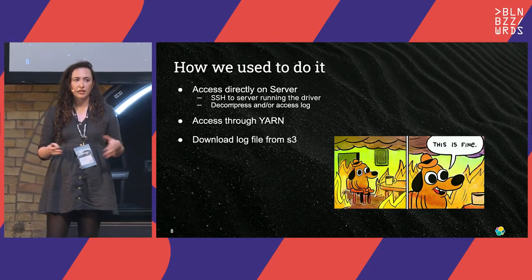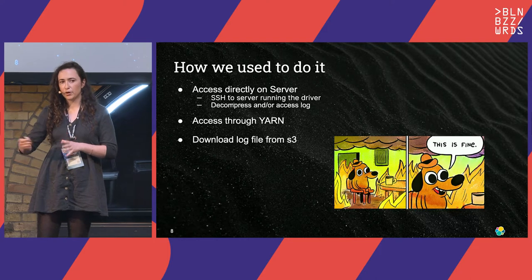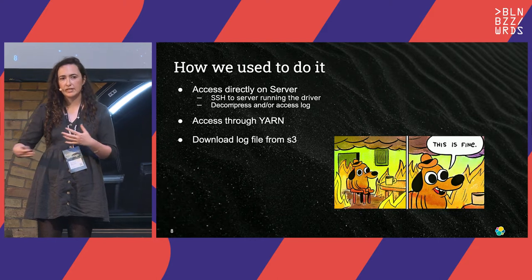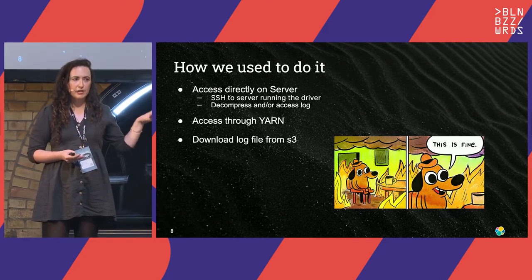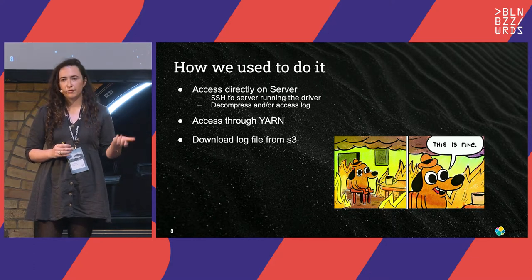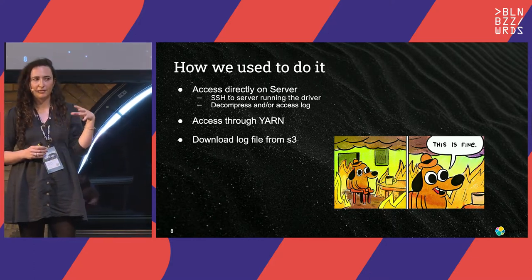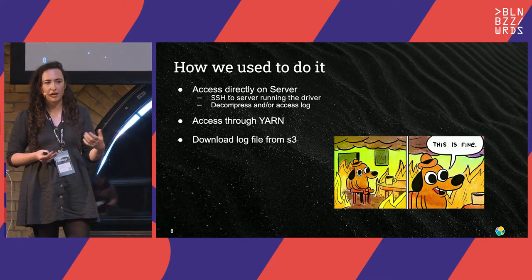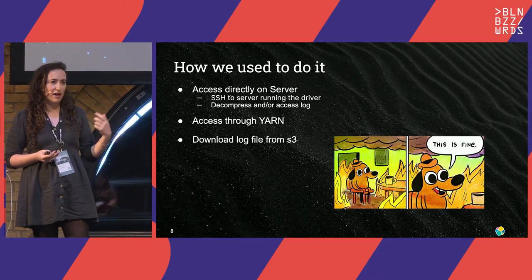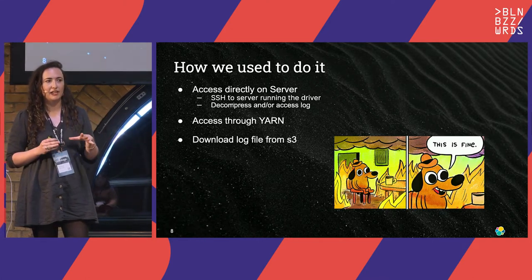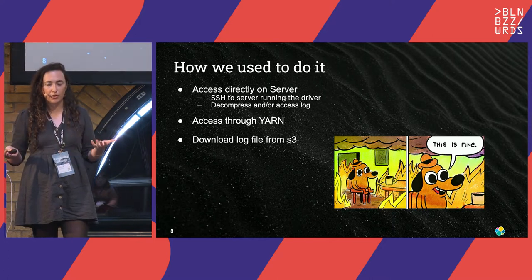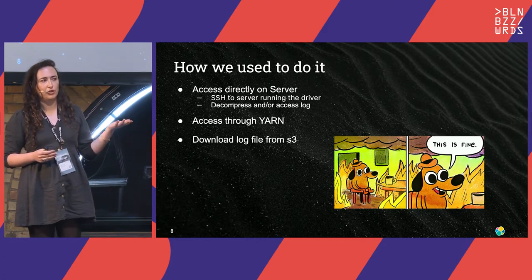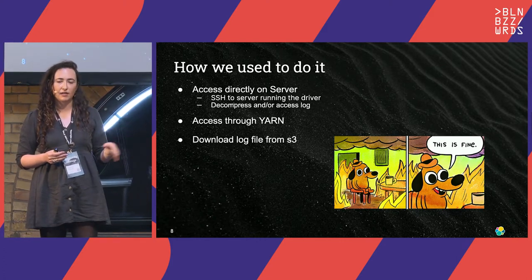But as we all know, or most of us know, Spark has several components. So we have the driver, we have the executor, and each one of these is actually outputting a log file. So if you want to just SSH the server, you actually first have to pinpoint that component whose logs you want to see, then pinpoint that server that component is actually running on, SSH that server, find that right log file, decompress it, search it, and just hope that you actually found what you were looking for. If you're tired of that, you can always actually access your logs in a centralized way through the Yarn UI.